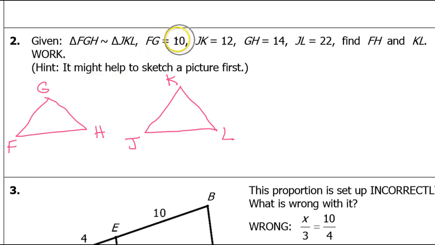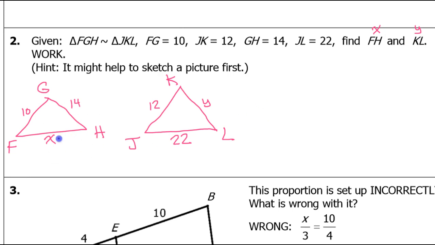And FG is 10. So this is 10. And JK is 12. So that is 12. GH is 14. And JL is 22. All right, so we need to find FH, and I'm going to call that X in my picture. So FH, I'll call that X. And we need to find KL, and I will call that Y.